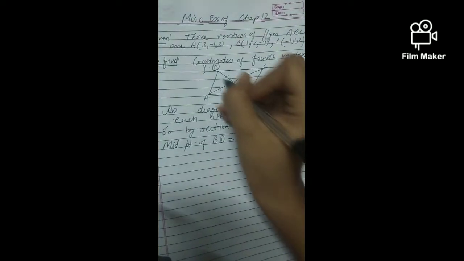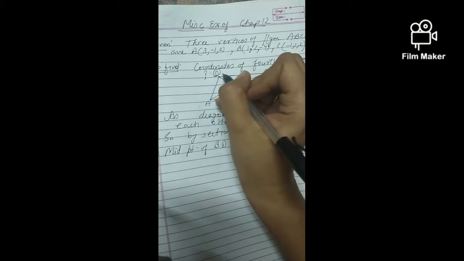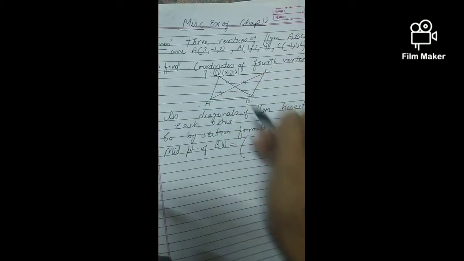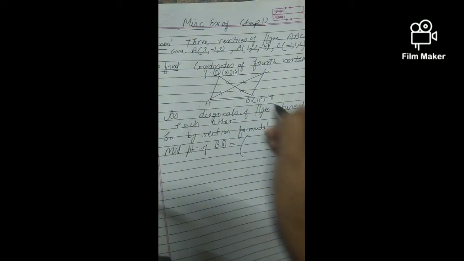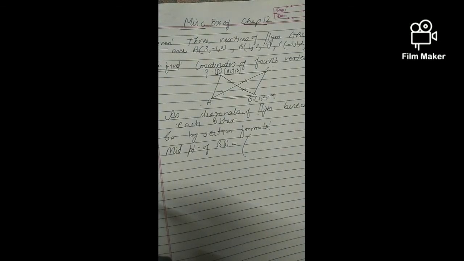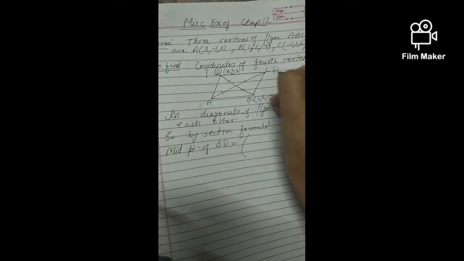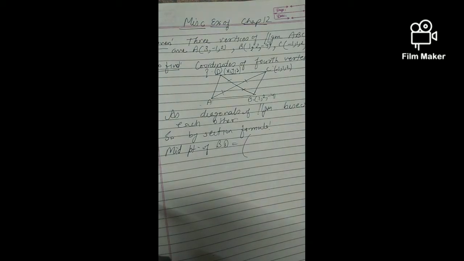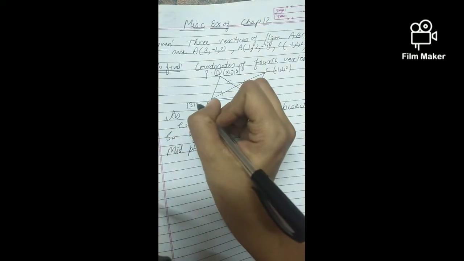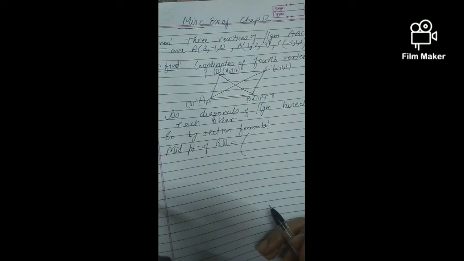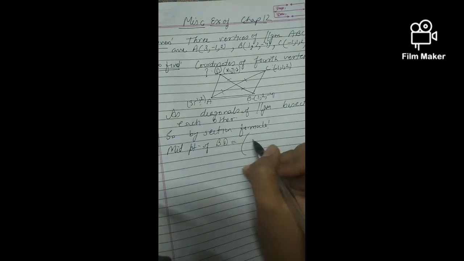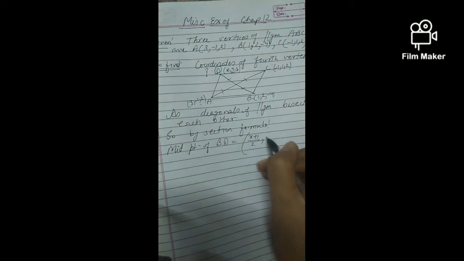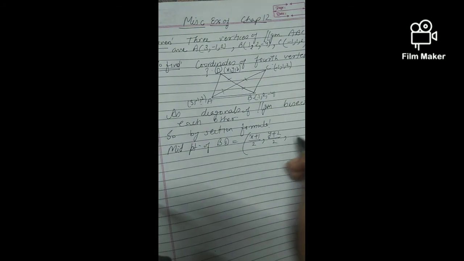So it will be coordinates of B plus coordinates of D. Since we have to find the coordinates of D, let us assume these are x, y, z. B point coordinates are 1, 2 and -4. C point coordinates are -1, 1 and 2, and A point is 3, -1 and 3. Let us apply the midpoint formula. The midpoint of BD will be x plus 1 divided by 2, y plus 2 divided by 2, and z minus 4 divided by 2.